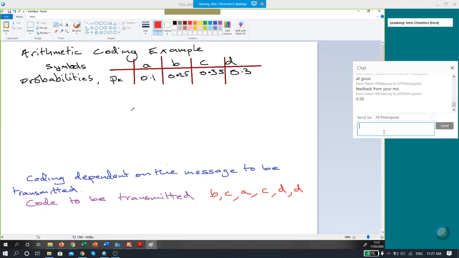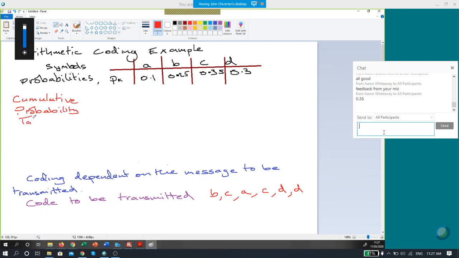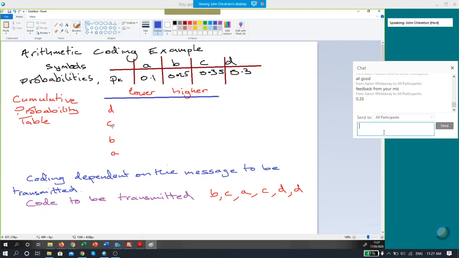Okay, so the cumulative probability table. This is an important part of it. Ordering doesn't matter, so we can have A, B, C, and D, and then we need the lower probability and the higher one. Let's draw some lines to keep things reasonably neat.